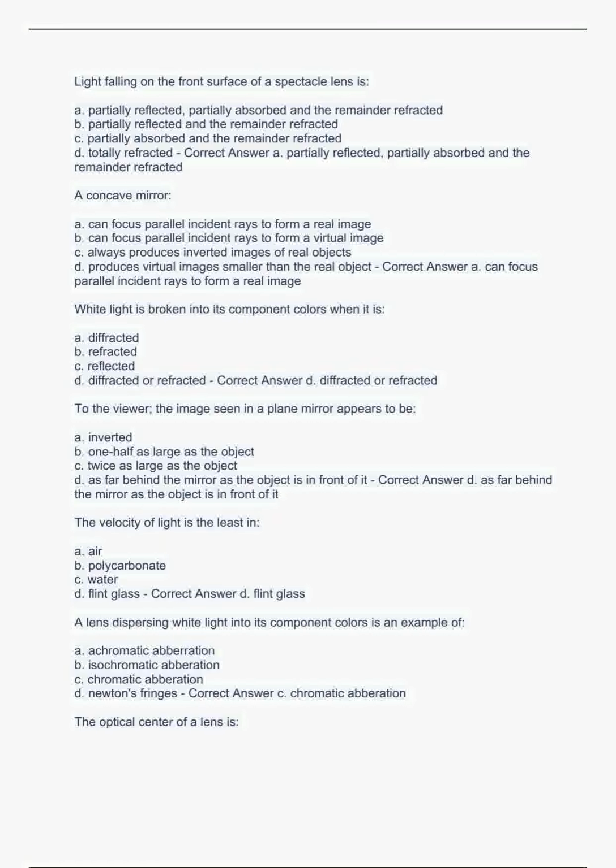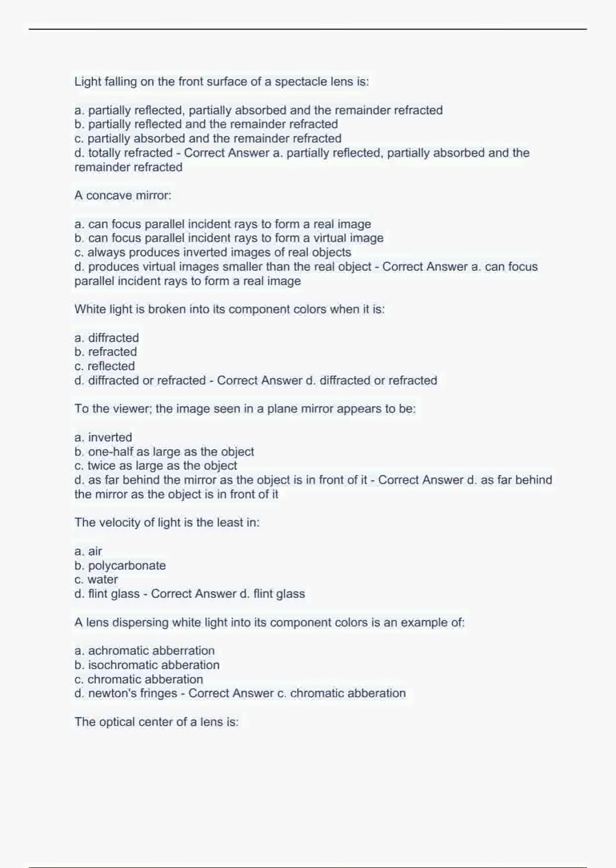White light is broken into its component colors when it is A, diffracted, B, refracted, C, reflected, D, diffracted or refracted. Correct answer D, diffracted or refracted. To the viewer, the image seen in a plane mirror appears to be A, inverted, B, one half as large as the object, C, twice as large as the object, D, as far behind the mirror as the object is in front of it. Correct answer D.